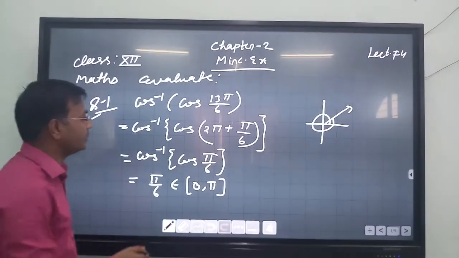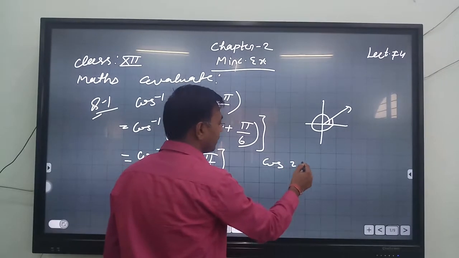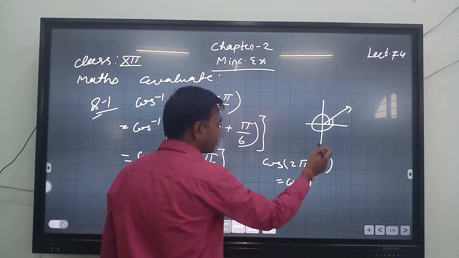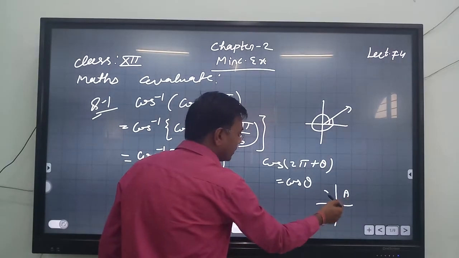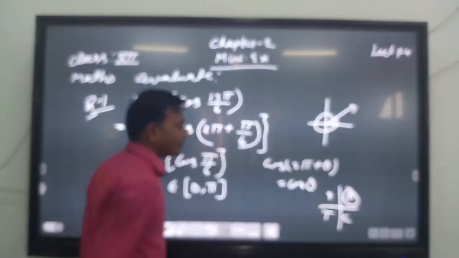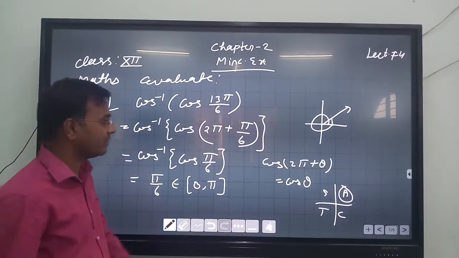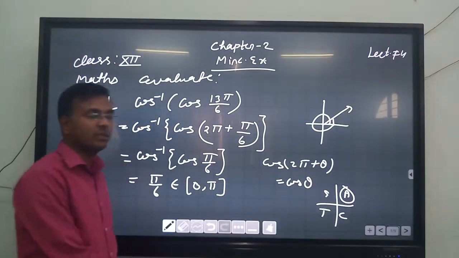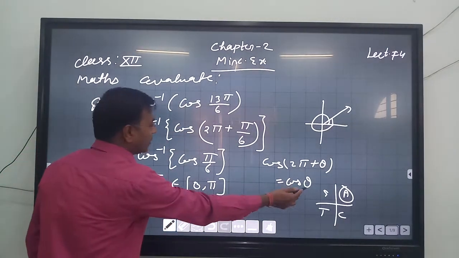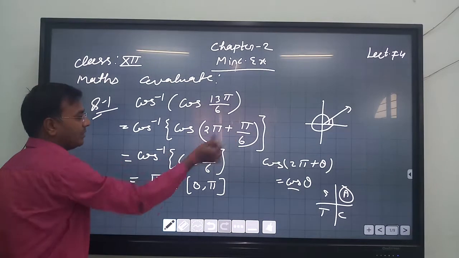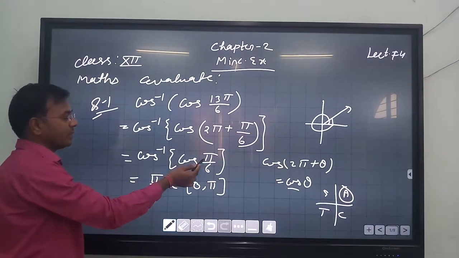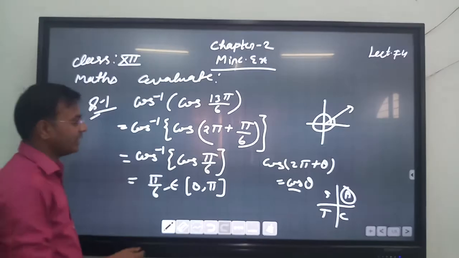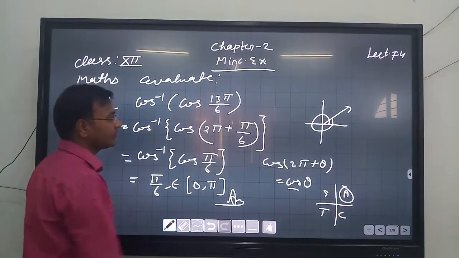Now use the property of cos 2 pi plus theta, that is quadrant first, where all angles are positive. We are using this rule ASTC. A stands for all trigonometric ratios are positive, as in class 11th. So the same concept: cos 2 pi plus theta lies in quadrant first, and hence cos theta will be positive. So cos pi by 6, and cos inverse cos pi by 6, here we can write this angle directly because it lies in its principal value branch. So this is the answer.